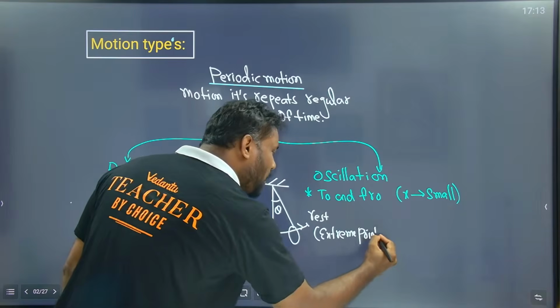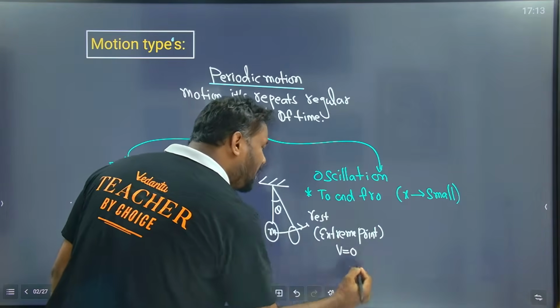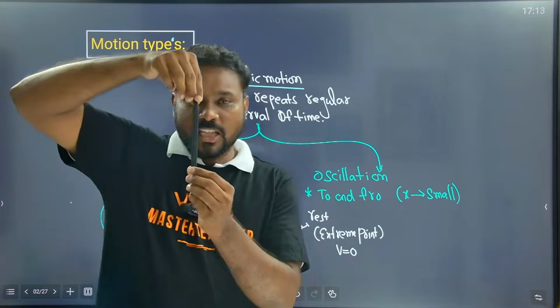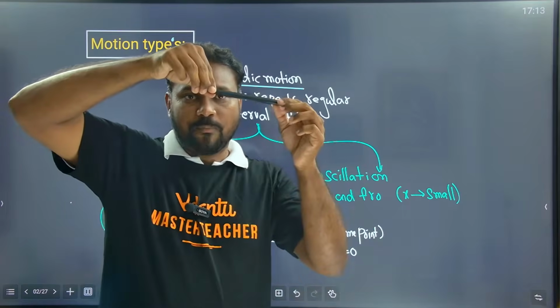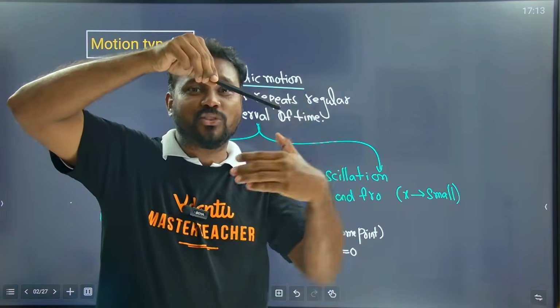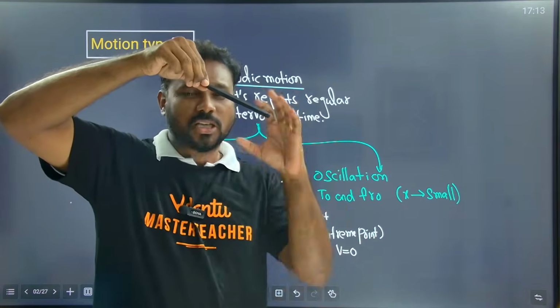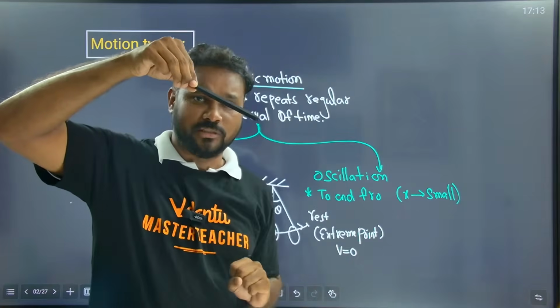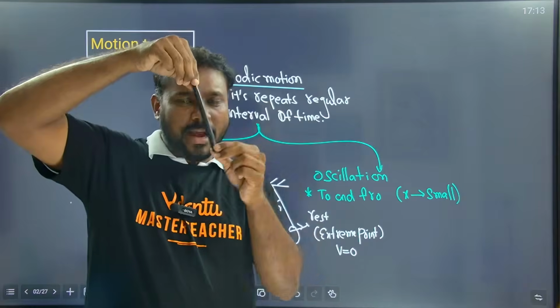At the extreme point, what will the velocity of the particle be? It becomes 0. If I take the pendulum that is oscillating, when it goes here it will stop, right? The velocity here is equal to 0 because the particle comes to the rest position. Again, it will come back to the same point.